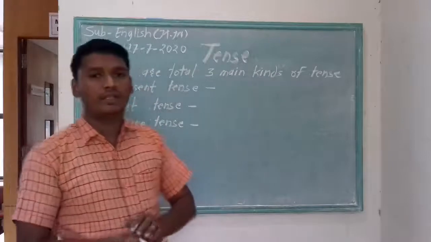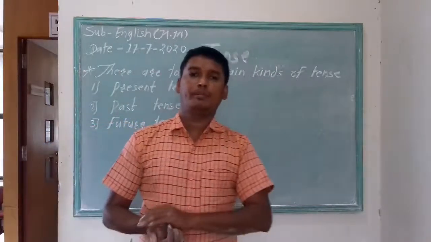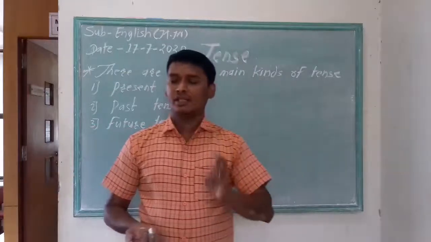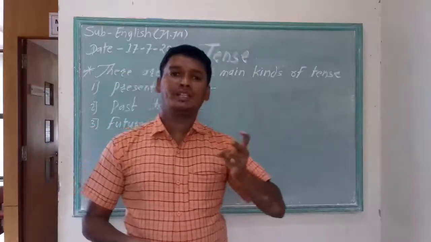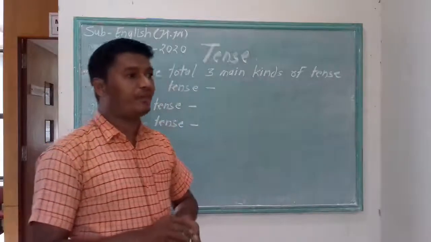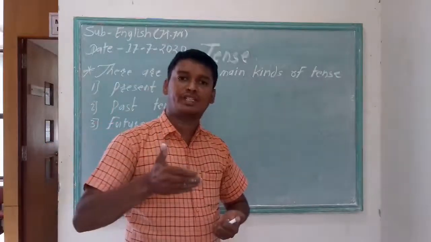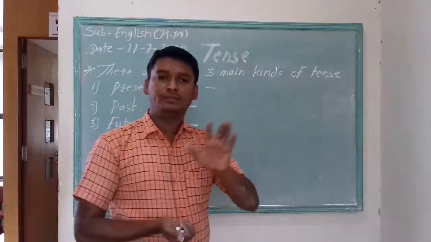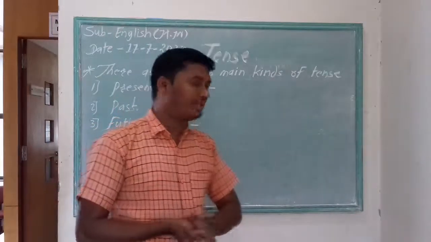Look, which are they? The subkinds of present tense. First, simple present tense. Second, present continuous tense. Third, present perfect. And fourth, present perfect continuous tense. These are the 4 subkinds of present tense.